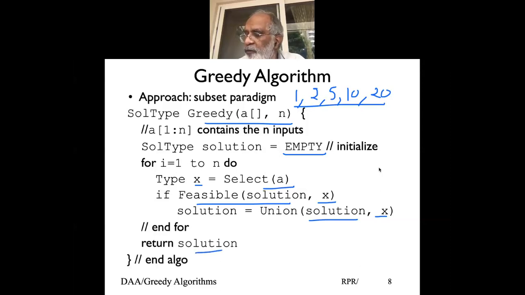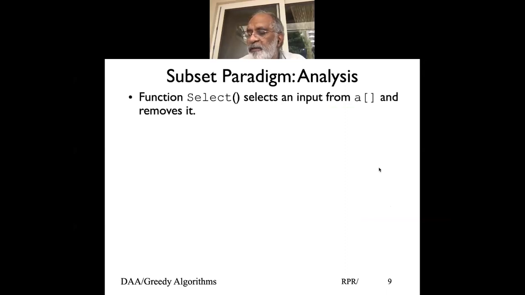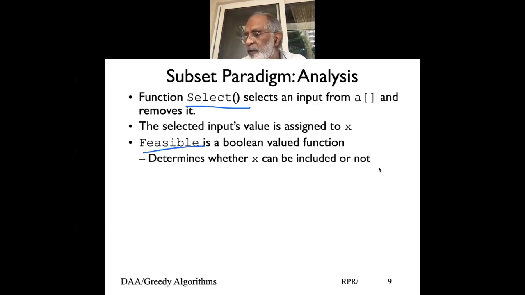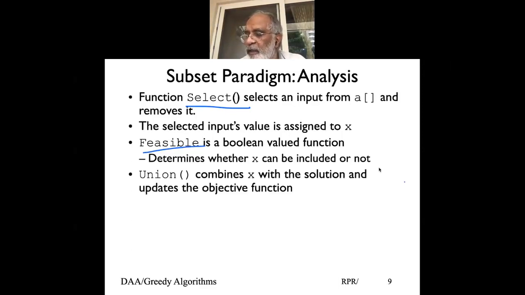Typically, I do a select function that picks from the input and removes it, and a value is assigned to it. Then there's a feasibility check: is it workable? If so, add it to the solution and continue. The union means keep building the solution.